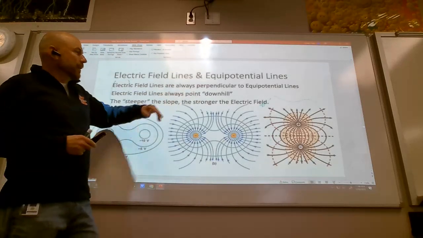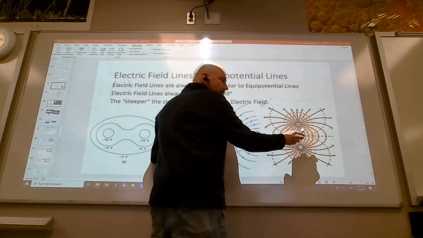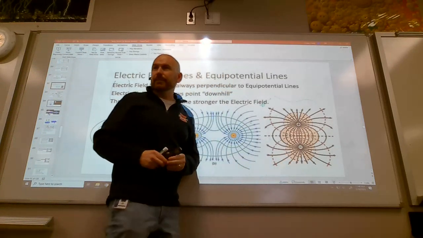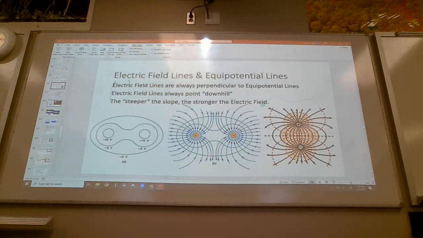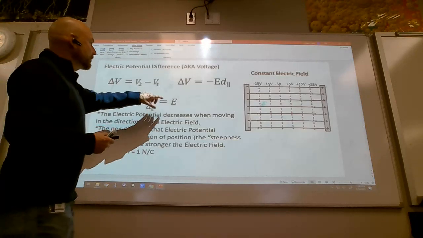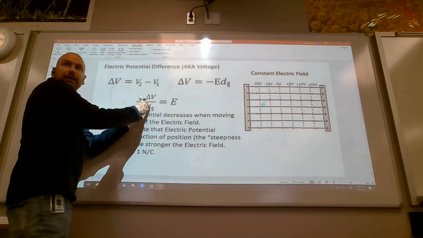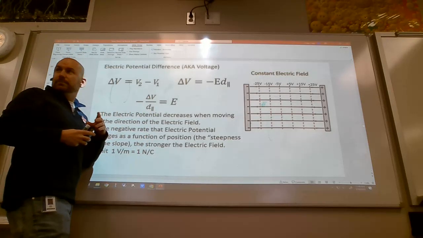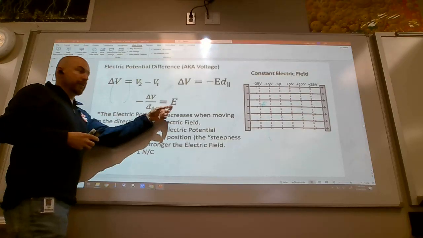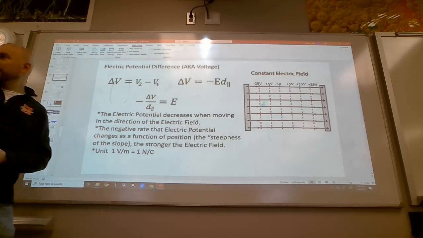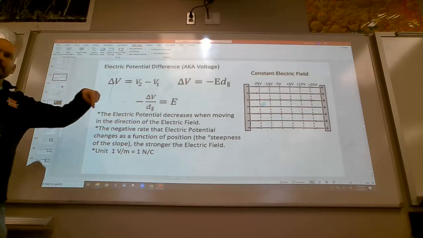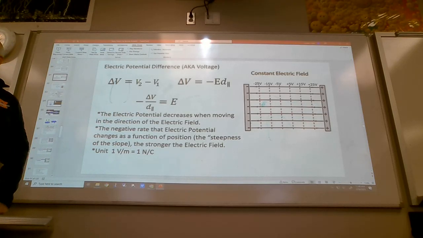The steeper the slope, the stronger the electric field is. That's what I want you to learn from that. The steeper the slope, the faster this is changing, the rise over your run, the higher the electric field. And that negative just means you're going downhill. Good with that? I want you to be able to visualize that landscape.